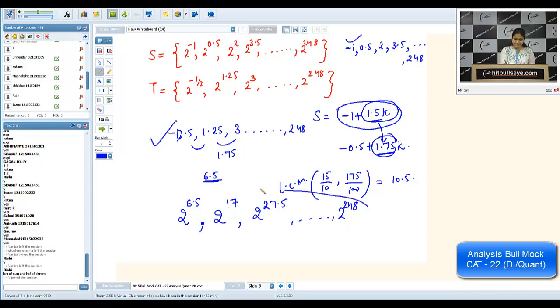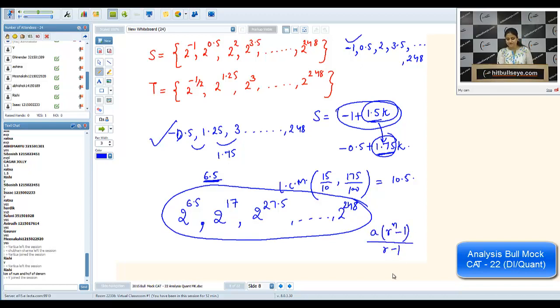Now this is a GP, as you can see. You can apply the formula a times r raised to power n minus 1 upon r minus 1. Of course you know a, of course you know r, that is the common ratio, but we don't have any idea about n. But by applying the AP's nth term formula, you can find out the number of terms.